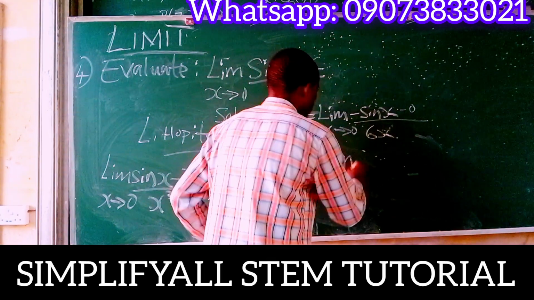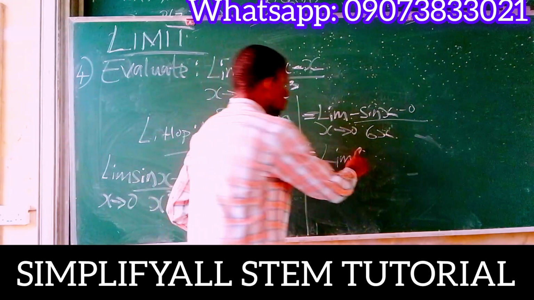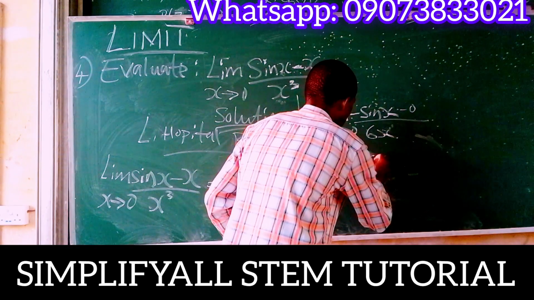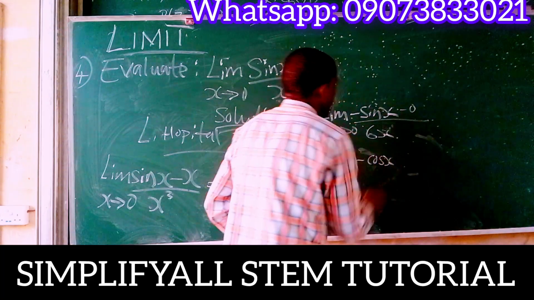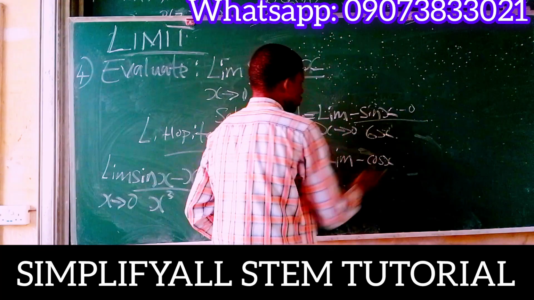The limit of, if you differentiate sine x, what are you going to have? You're still going to have cos x, right? But there's a minus here. So you're going to have minus cos x. Minus cos x, right? This is already 0. Minus cos x.